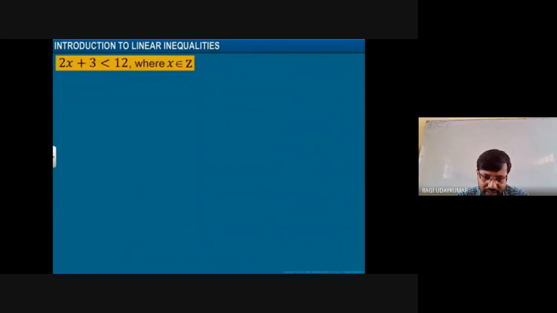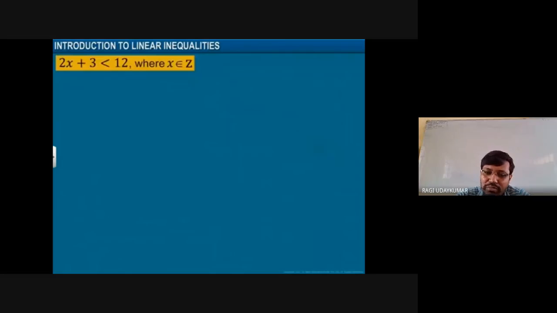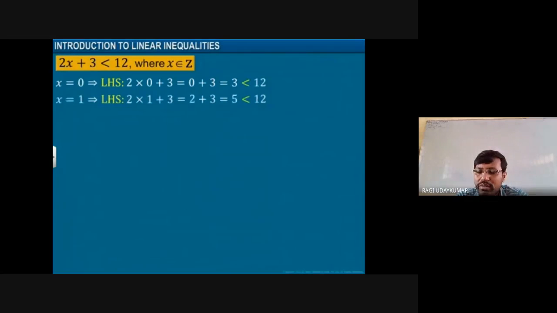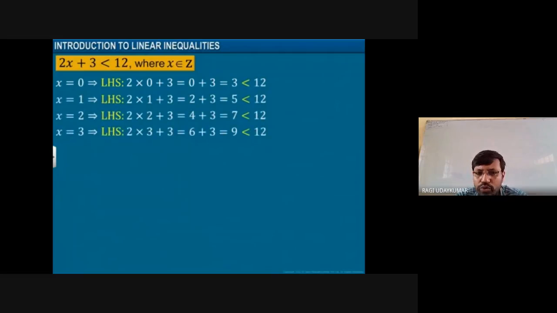Infinite number of solutions. The numbers which are less than 9/2 are all solutions of this inequation. So for the inequation, substitute x equal to 0. Is it true? Yes, it is true. Substitute 1, this is substitution. Substitute 2, true. Substitute 3, true. Substitute 4, true. Substitute 5.